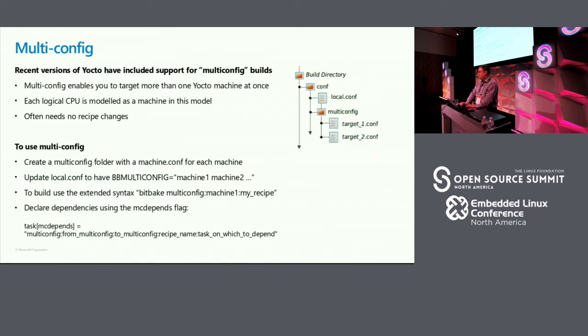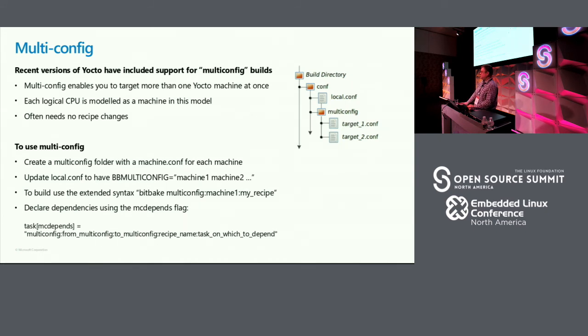So to use multi-config, you create a multi-config folder with a machine.conf for each machine target. So that's what those target1 and target2.conf are on the right. You update your local conf to basically list the name of machines that you have. And so in this case, machine1, machine2 in the example. And then you have this somewhat verbose syntax, let's say. So you have multi-config colon the machine target colon recipe, and then you can also do multi-config colon star as well. And then they have a dependency as well, because you sometimes need dependencies across machines.